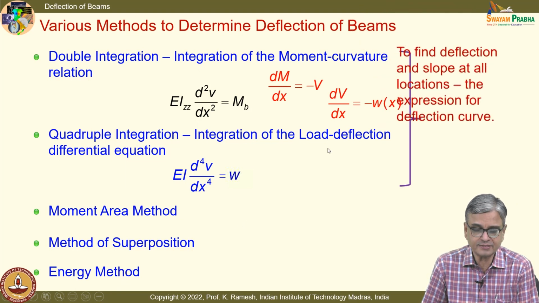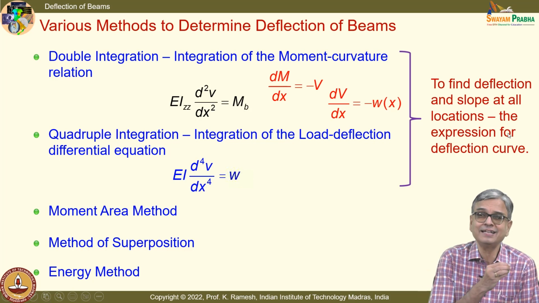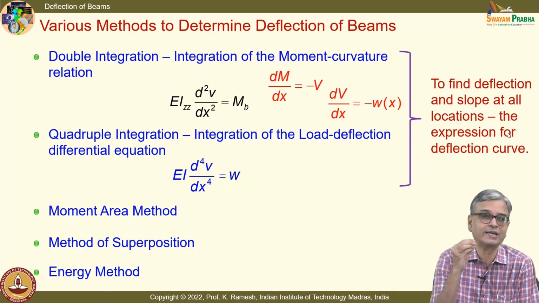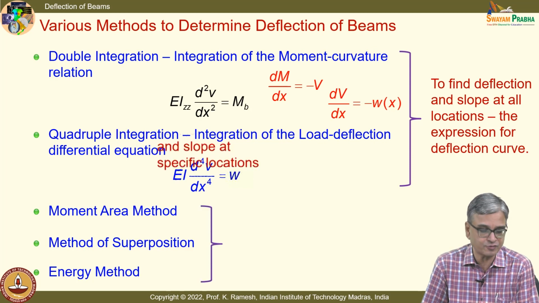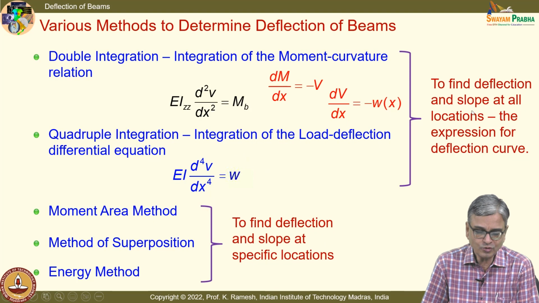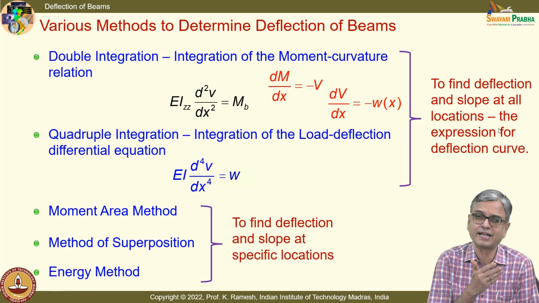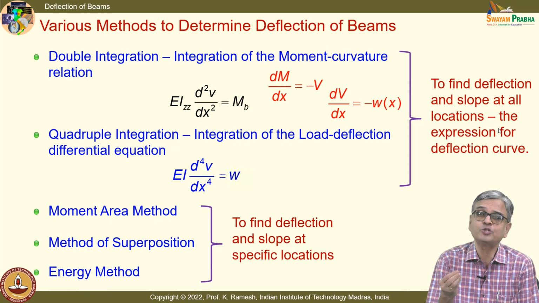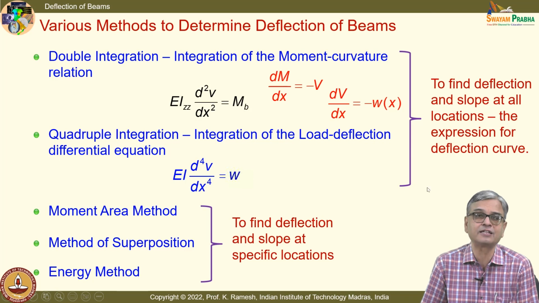The advantage of this is you can get the deflection and slope at all locations along the length of the beam. You get that as a mathematical expression. Substitute the position x, you get the value of slope, you get the value of deflection. In general, with the moment area method, method of superposition or energy method, you try to find out values at certain specific locations, because when you are doing a design, these values become important at certain locations. So, you need a quick method, and you also need a complete method to get the data.